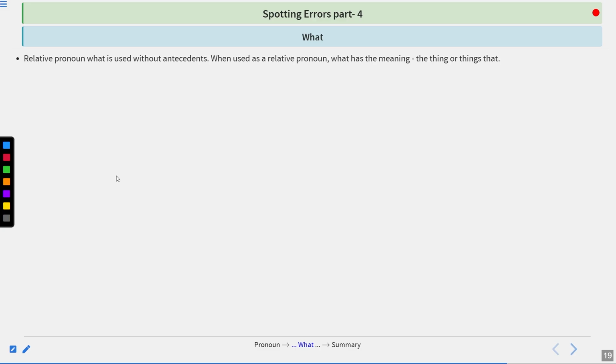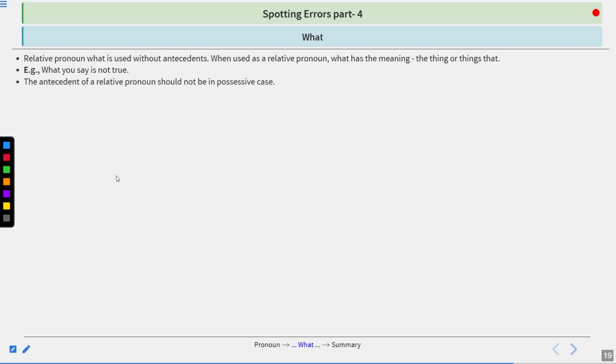Let's talk about what. The relative pronoun what is used without antecedents. When used as a relative pronoun, what has the meaning the thing or the things that. So what is not actually a relative pronoun, but it can be used without antecedents. What you say is not true.